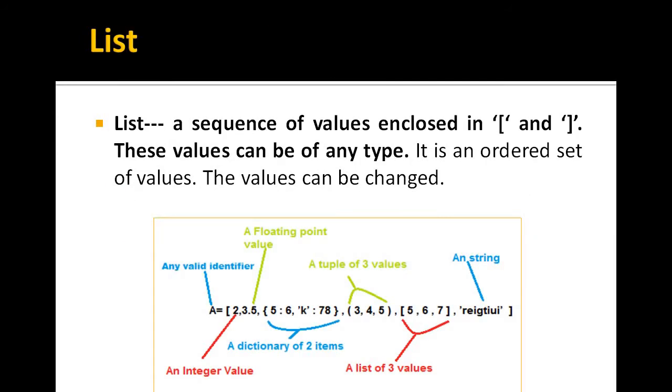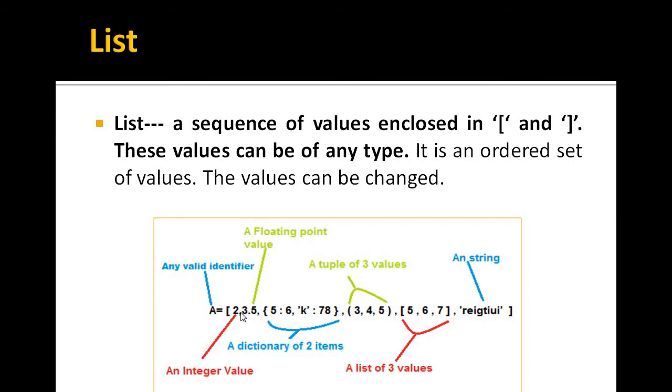So list is a sequence of values inside square brackets. It is a set of values and we say it is an ordered set. That means you can access items one after another in a sequence. The values can be changed. That means the values are mutable. So list is mutable actually.